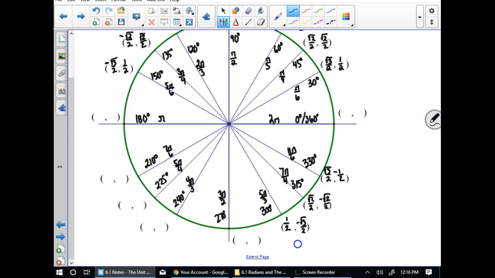And then finally, you can either use this or this to reflect over the y-axis here or the x-axis here. You're going to get both of those are negative. So you got negative root 3 over 2, negative 1/2, negative root 2 over 2, negative root 2 over 2, and negative 1/2, negative root 3 over 2.